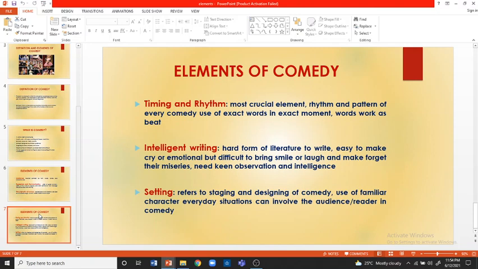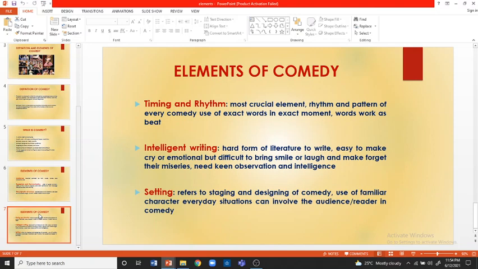For making this change, for making them forget their miseries and bringing a smile, it needs keen observation and intelligence. Comedy writers should keep the reader's mind engaged from start to end. That's very important. Then only does a comedy get laughs.